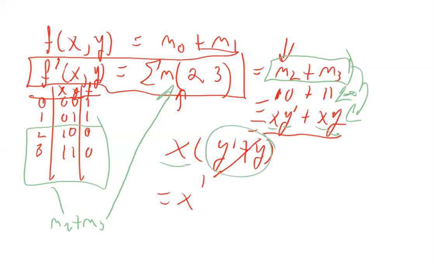Y or y prime must be equal to 0. No, must be equal to 1, because if y is equal to 0, then y prime is 1. If y is equal to 1, if y prime is equal to 1, then y is equal to 0. And 0 or 1 must be equal to 1. And x times 1 is equal to x. And so we can obtain a simplification showing the point, which is that canonical sums of products are typically speaking not minimal forms. What do you think of that?